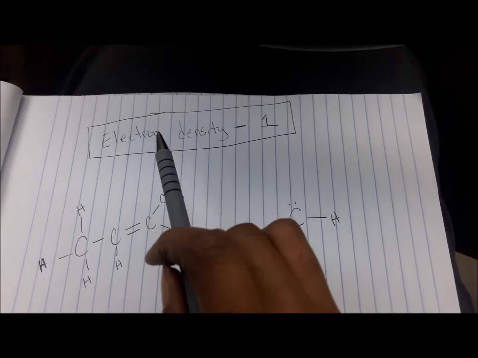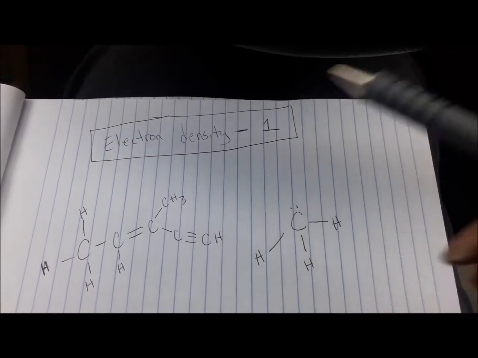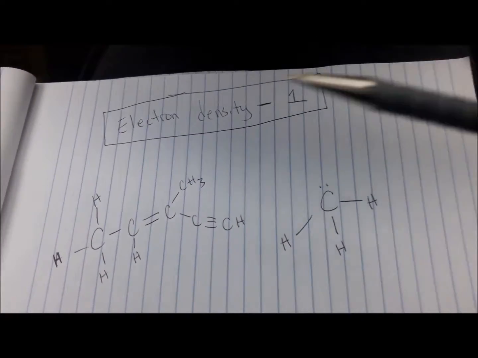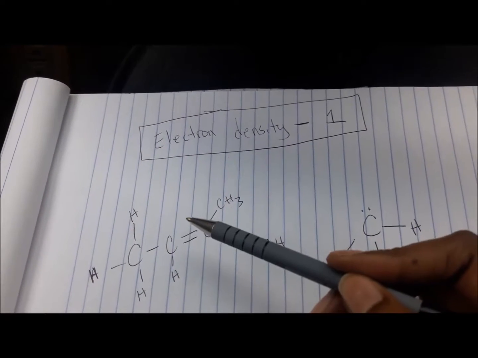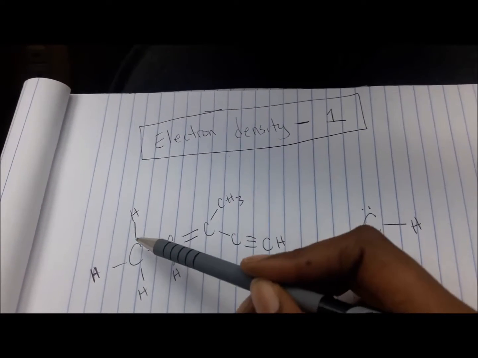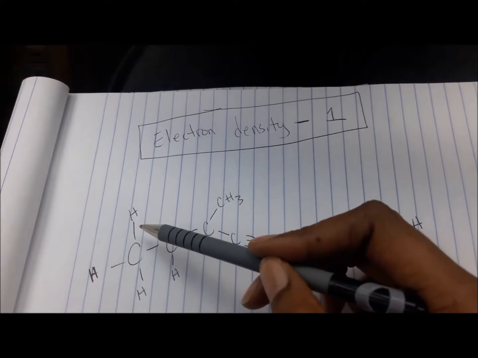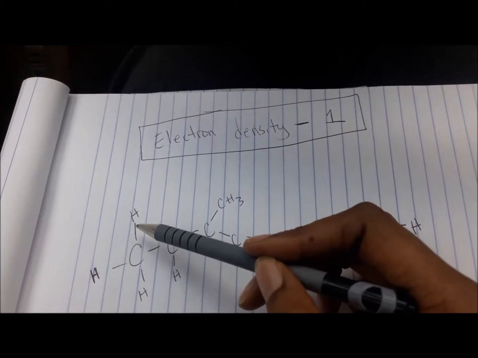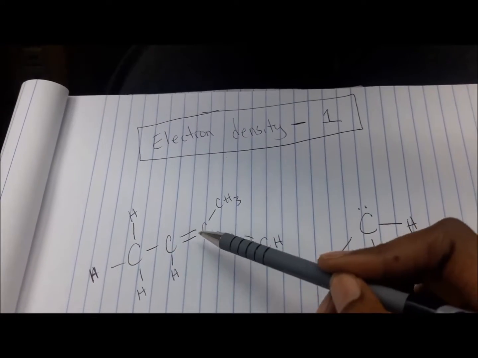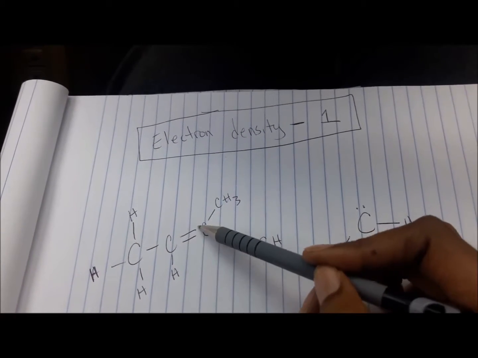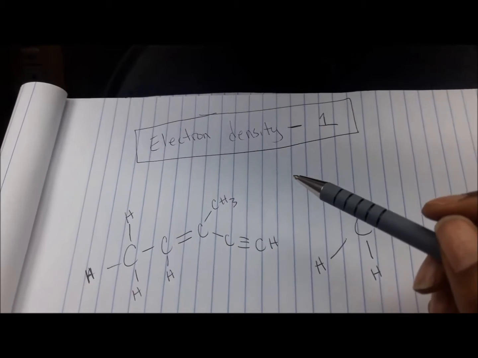hybridization, you need to know this formula: electron density minus 1. What do I mean by electron densities? Look at the atom that you're talking about. An electron density is a region around that atom where electrons can be found. So this single bond right here, that's one electron density. Let's say we're looking at this double bond. This double bond is one electron density.